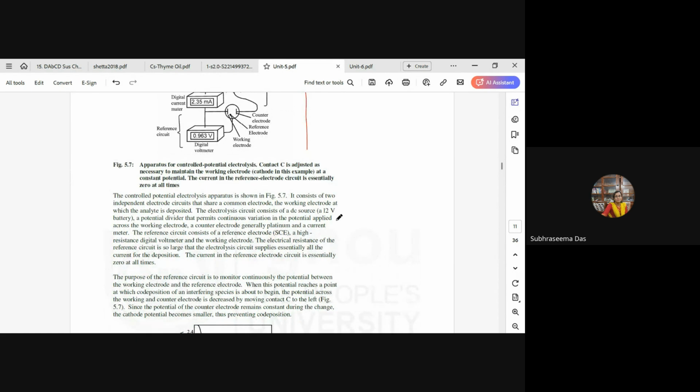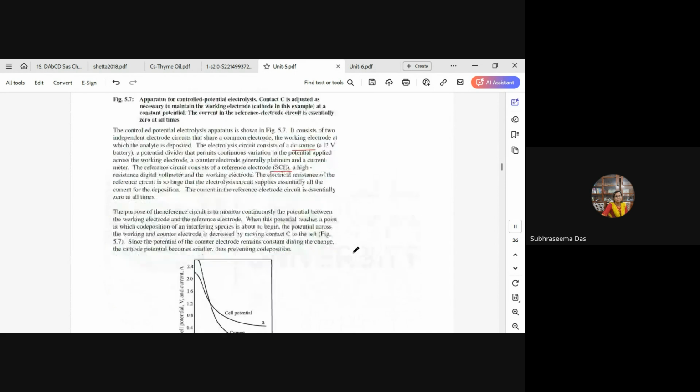The electrolysis circuit consists of a DC source, a potential divider, the working electrode, and a counter electrode. The reference is generally the SCE, that is the standard calomel electrode, with a high resistance digital voltmeter and the working electrode. So the current in the reference electrode circuit is zero. It is maintained zero at all times.